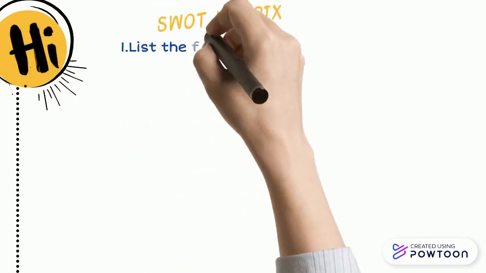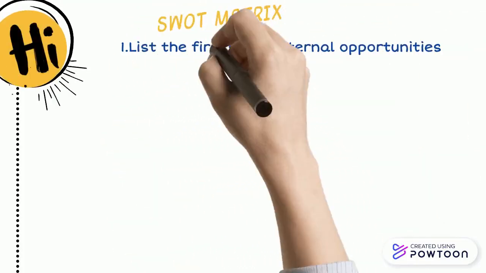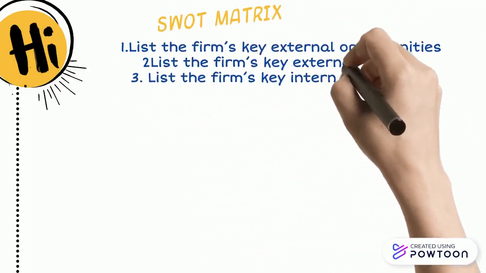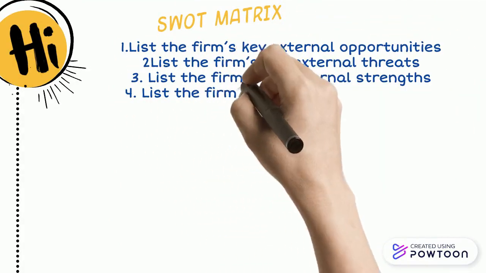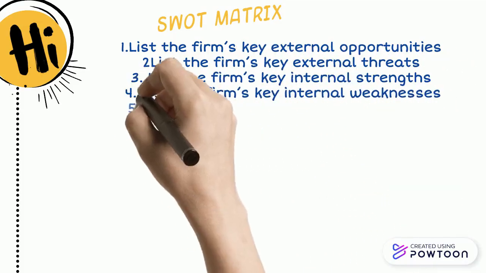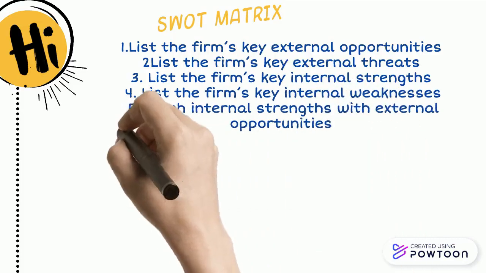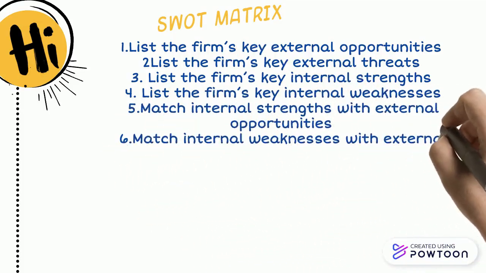The SWOT matrix has 8 steps. First, list the firm's key external opportunities. Second, list the firm's key external threats. Third, list the firm's key internal strengths. Fourth, list the firm's key internal weaknesses.